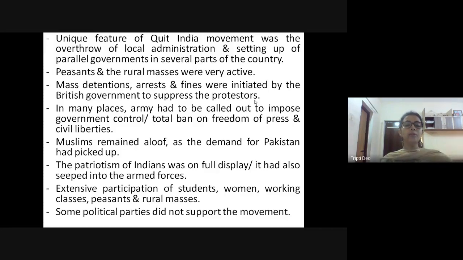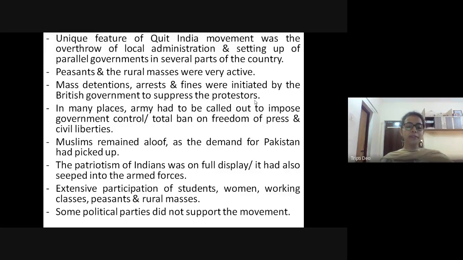Peasants and the rural masses were very, very active. There were mass detentions, arrests, and fines initiated by the British government to suppress the protesters. In many places, the army had to be called out to impose government control, with a total ban on freedom of press and civil liberties. So you see, there was so much suppression the British had to do because the movement had reached another level altogether. Muslims, however, remained aloof as the demand for Pakistan had picked up.